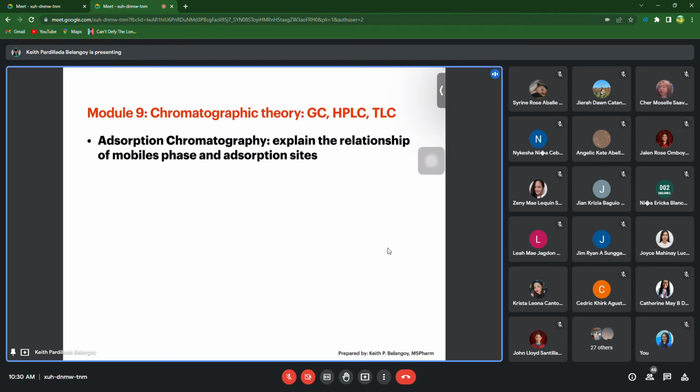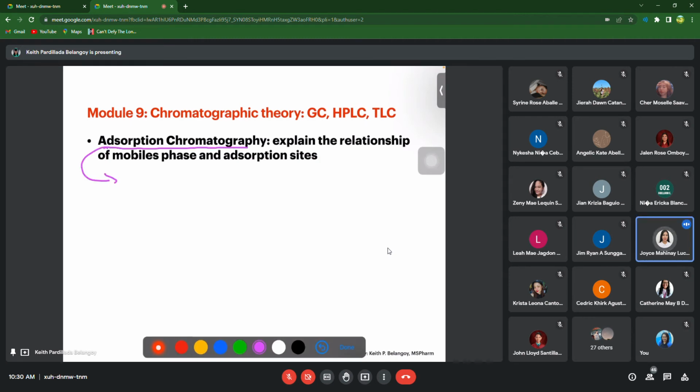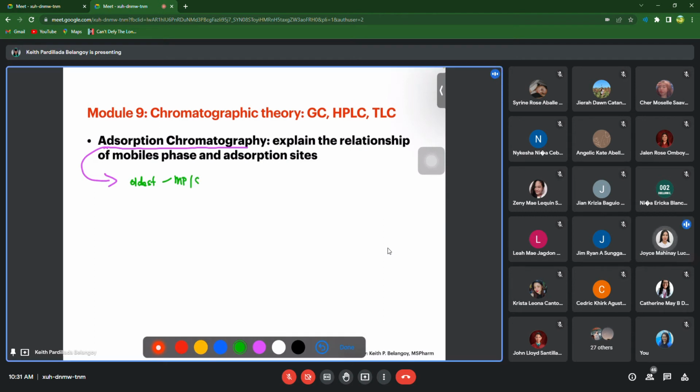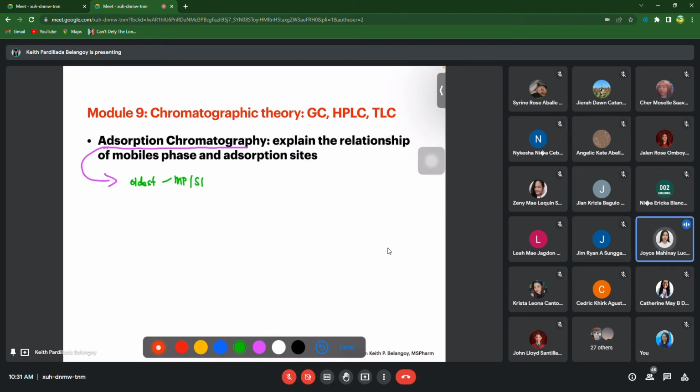Let's talk about adsorption chromatography first. So first, let us define what adsorption chromatography is. Adsorption chromatography is the oldest type of chromatography technique. It makes use of a mobile phase which is either in a liquid or gaseous form. When a liquid is used as a mobile phase, it is called LSC or liquid solid chromatography. And when a gas is used as a mobile phase, it is called GSC or gas solid chromatography. Very good.